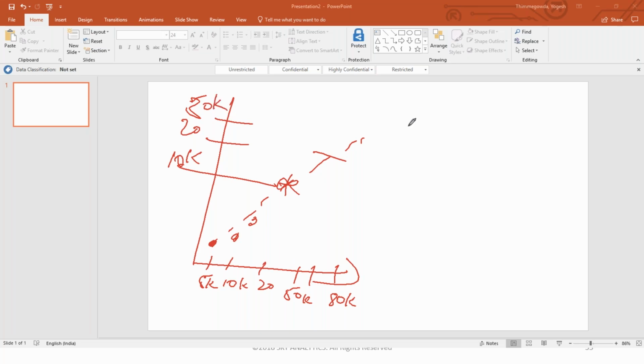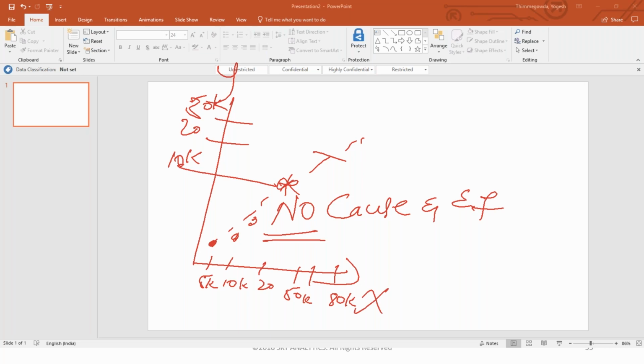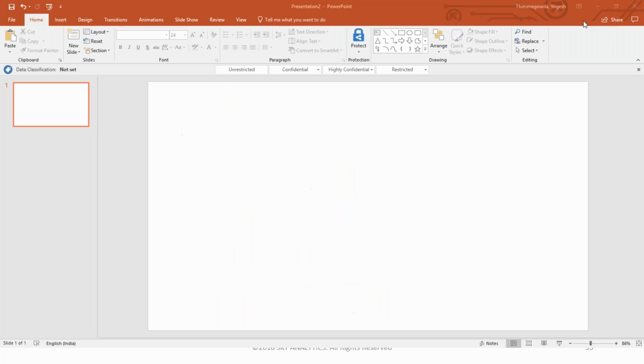It doesn't mean that it is positive correlation. So this is also an example for your cause and effect relationship. No cause and effect means here there is no cause and effect relationship between your x and your y. Got it, Ratnesh? Even though it is looking like positive, it is not a cause and effect relationship between your x and y variable. Try to understand that.